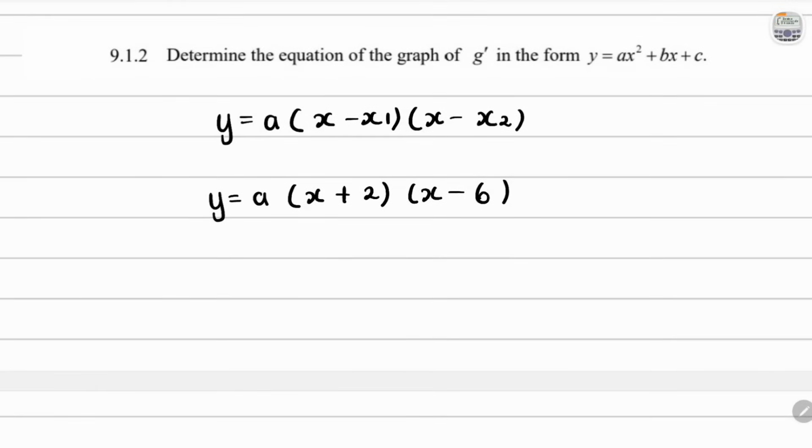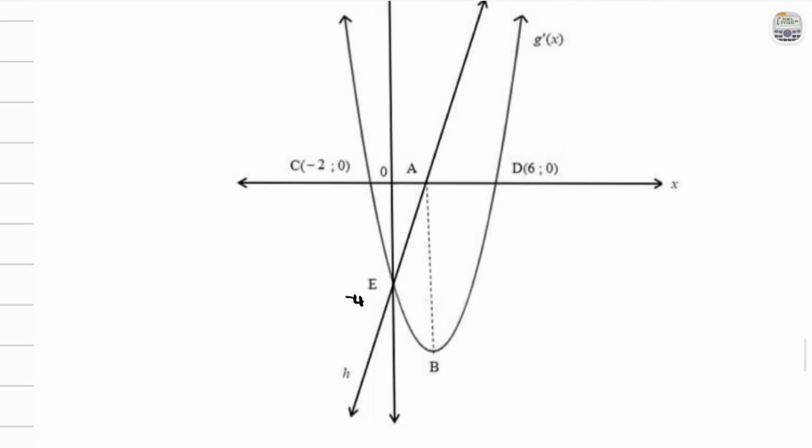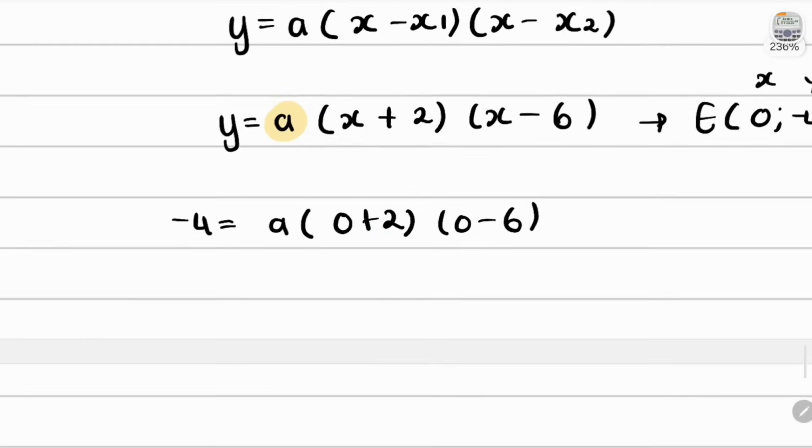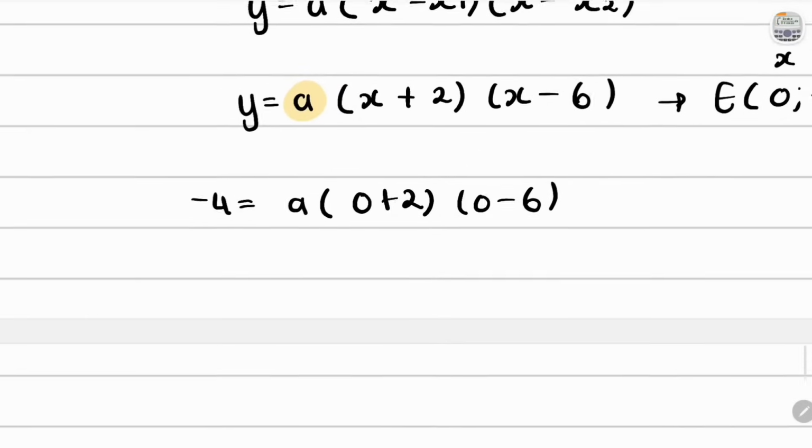The only missing variable is a. To find one variable, we simply need one point on the graph. And we actually have that point. We have the point E, 0 and -4. So we're going to substitute that into this equation. 0 and -4 would be our x and our y value. So that is -4 equals a, and then in place of x we'll say 0 plus 2, and then 0 minus 6. So that's +2 and -6, which gives us -12.